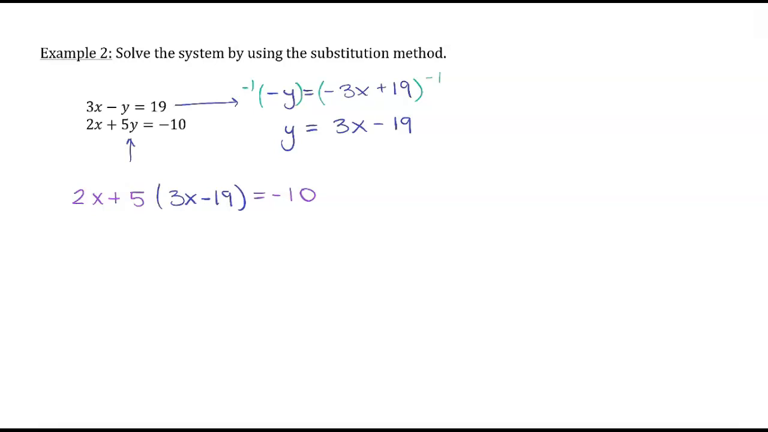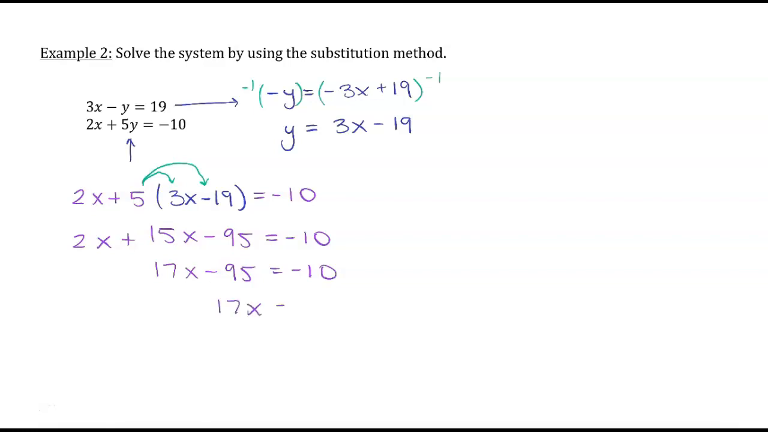Simplifying this equation, we can solve for x. First, we'll distribute the 5 to both terms inside the parentheses. This gives us 2x plus 5 times 3x, or 15x, plus 5 times negative 19, or negative 95. We have a positive 2x and a positive 15x for a total of positive 17x. Adding 95 to both sides, we have 17x equals 85. Finally, dividing both sides by 17, we have x equals 5.